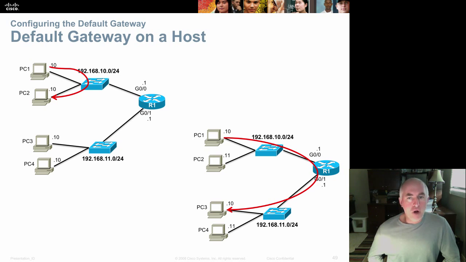But if PC1 wanted to reach PC3, as shown in the lower right diagram, it would need the assistance of the router, so PC1 would need a correct default gateway to identify the router's GIG00 port, because that would be the port in the same room or network segment as PC1.